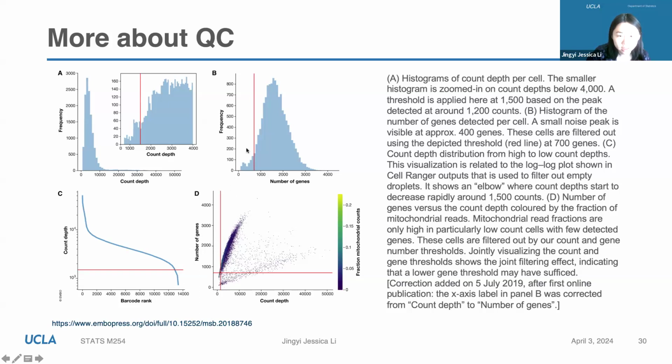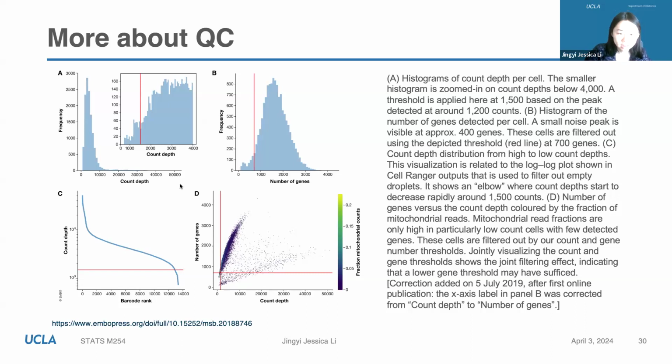So put this threshold and this threshold together. You will only keep the droplets in the upper square. Basically, you only keep it there, and anything else is filtered out. But if you look at them together, it doesn't seem to suggest a sharp change point or anything, right? So it's pretty continuous. Anyway, this is what's used in this paper.